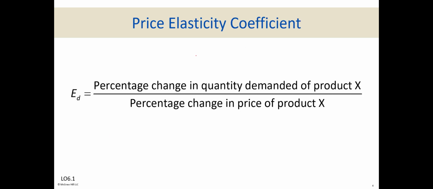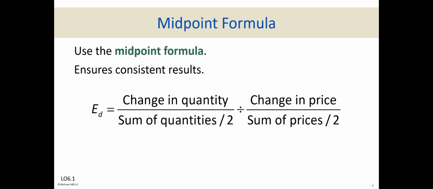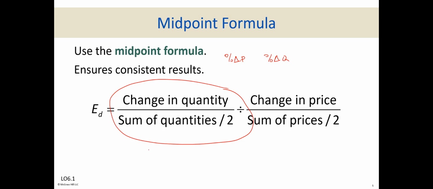So what is the formula for price elasticity? ED is the percentage change in quantity demanded. I use these math symbols: percentage change, delta is change, in quantity demanded divided by percentage change in price. In order to find these percentage changes, we use the midpoint formula. So what is the midpoint formula? Here it is: change in quantity divided by the sum of quantities over 2.